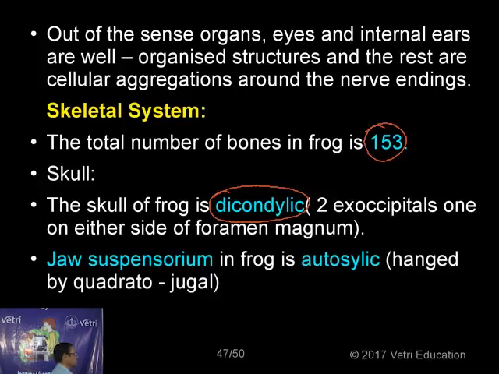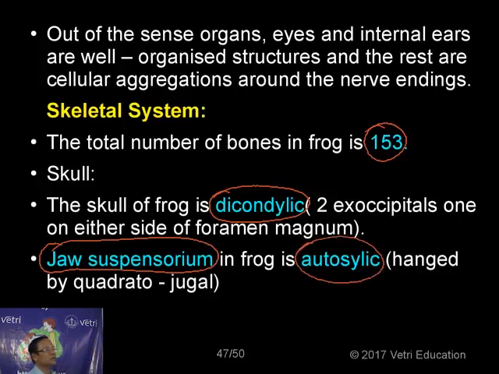Now the jaw suspensorium, that is nothing but the hanging of the jaw. The type of hanging of the jaw is different. So this is the lower jaw, how it is hanging from the upper jaw. It is called autostylic. It is hanged by the quadrate or jugal. There is a quadrate and jugal fused together, and from there the jaw is hanging. This is called autostylic, the hanging down from the bone.